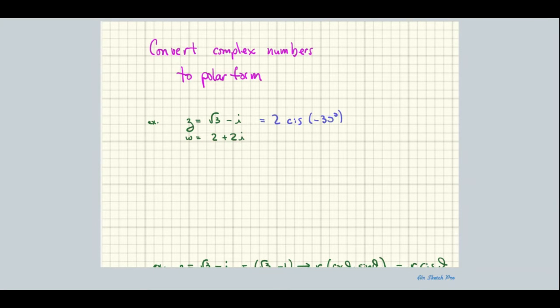And over here we have 2 root 2 cis 45 degrees. Now the thing to keep in mind here is the argument, the angle theta in the cis. By way of the Euler identity, this is an exponent. And this is a scalar.